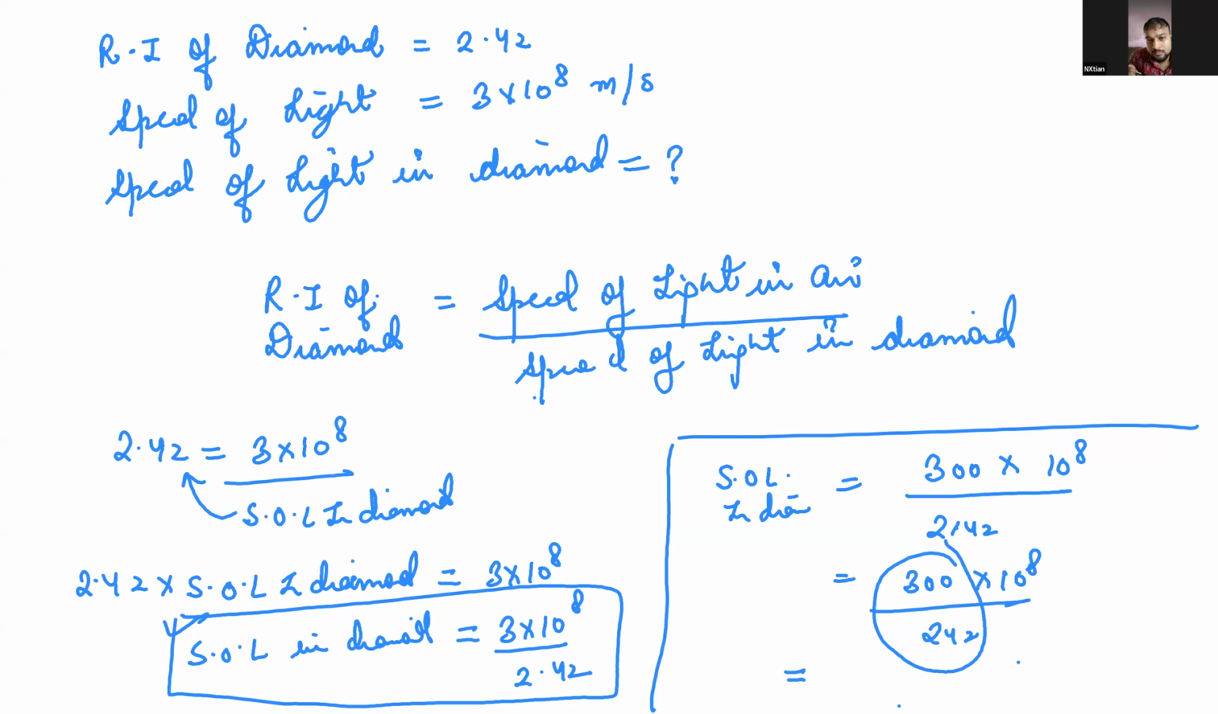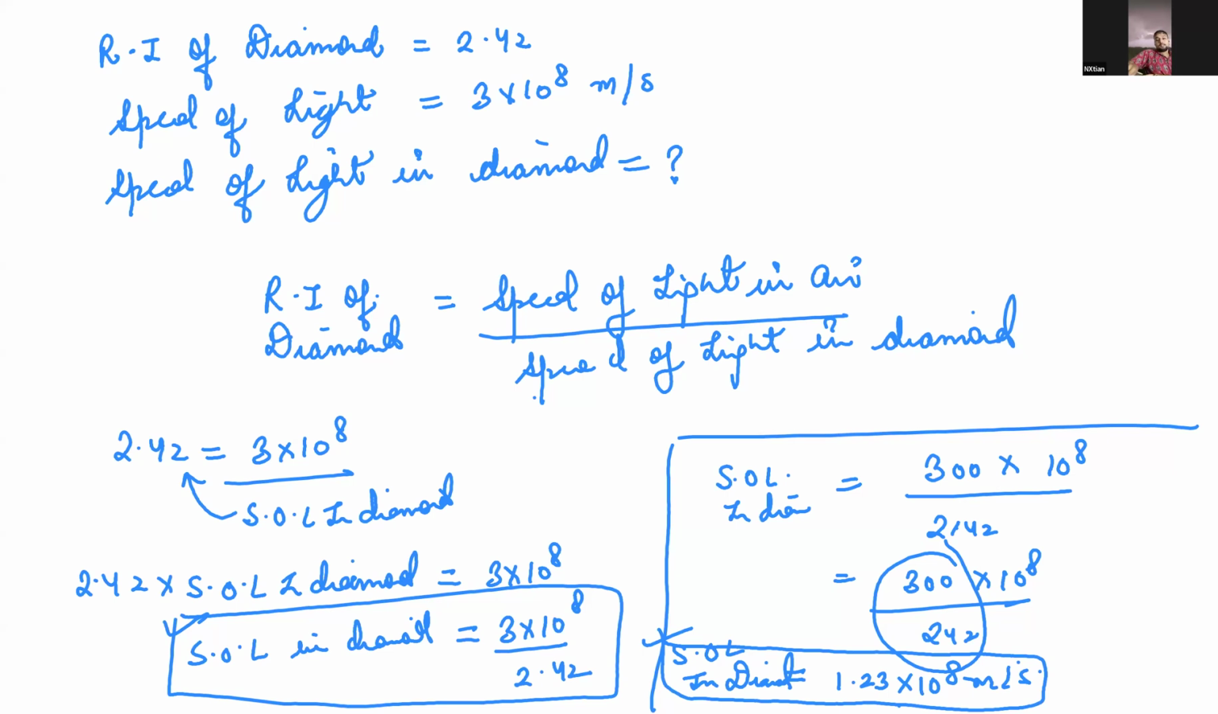1.23 into 10 to the power 8 meter per second. So the speed of light in diamond is 1.23 into 10 to the power 8. This is the answer.